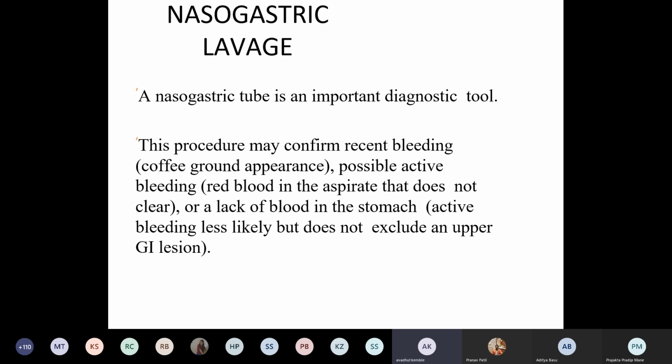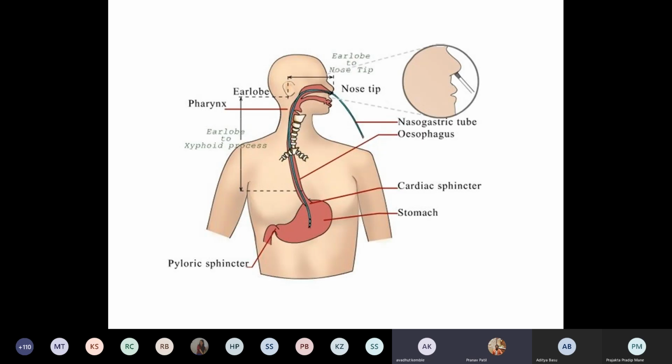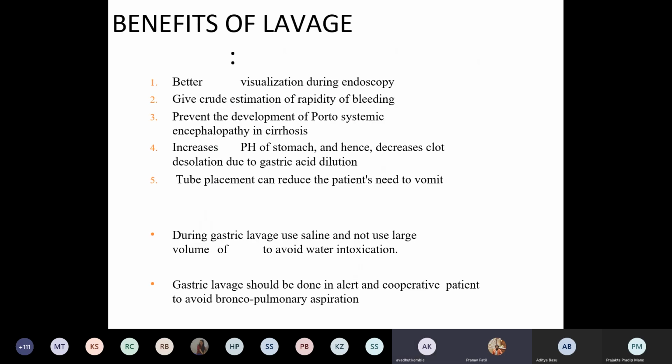The procedure confirms recent bleeding. A coffee ground appearance or active bleeding, that is red blood in the aspirate that does not clear, confirms it. Lack of blood in the stomach makes active bleeding less likely but does not exclude an upper gastrointestinal lesion. Herein we are seeing how the nasogastric tube is passed through the nose into the esophagus and then into the stomach. Now, what are the benefits of this lavage?